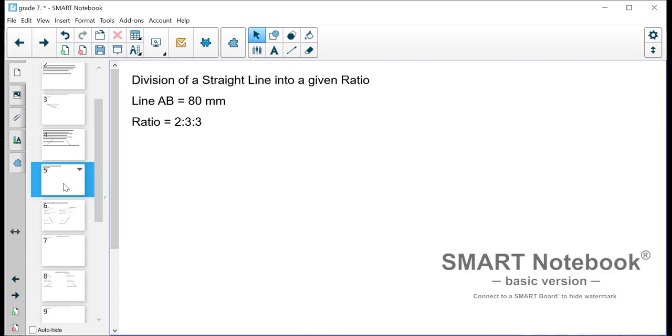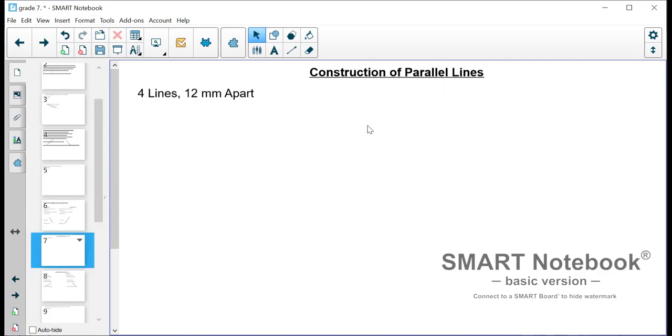So to rectify that issue, we have another method that I will demonstrate to you that would allow us to obtain parallel lines a specified distance apart. All right, and as you can see, we want to have four parallel lines, and each one of them must be 12 mm apart. All right, I did not indicate which line we'll be using, whether it's a horizontal, a vertical, or an oblique line. I did not specify, but normally we start with a horizontal line.